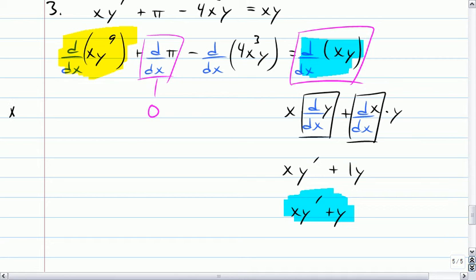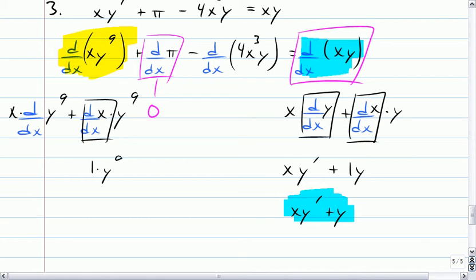So you got x times the derivative of y to the 9th plus the derivative of x with respect to x times y to the 9th. This thing here is how much? 1. So this is 1 times y to the 9th. This thing here is what? 9y to the 8th times y prime. And don't forget to bring this x down. So this is the yellow thing.